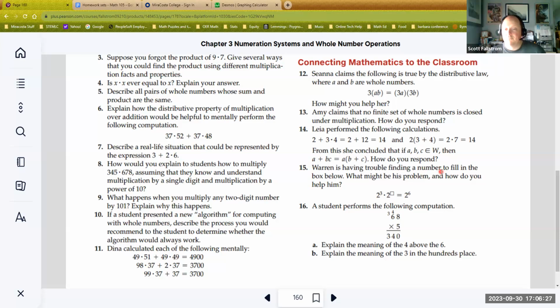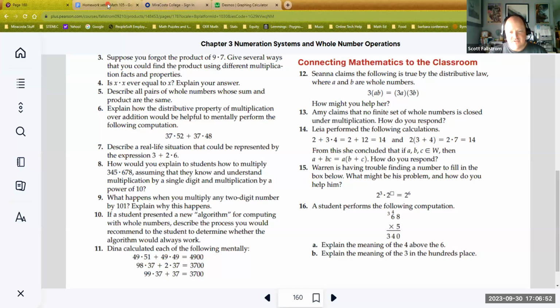How would you respond? So I'm going to leave that to you to figure out how you would respond to this student. Again, same type of thing as Sienna. Are they on the right track? Is the work they did to this point correct? Can we try some other examples? Is it always true? If not, if so, give some feedback to the student.